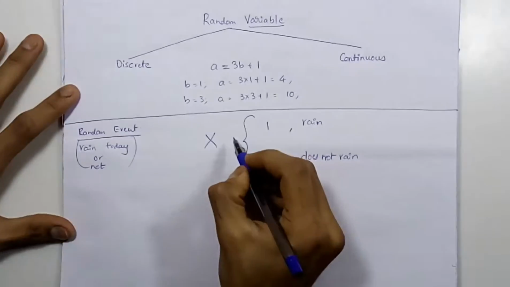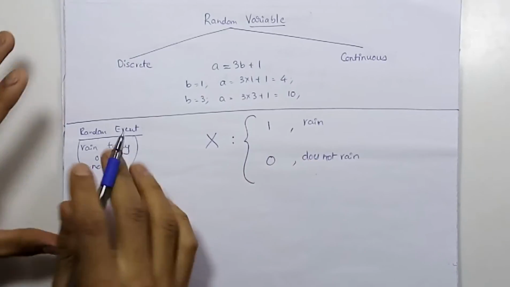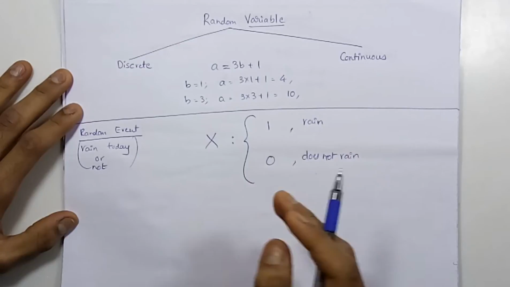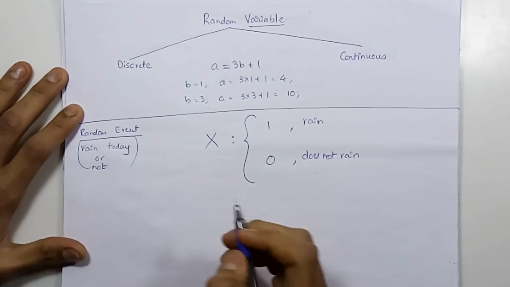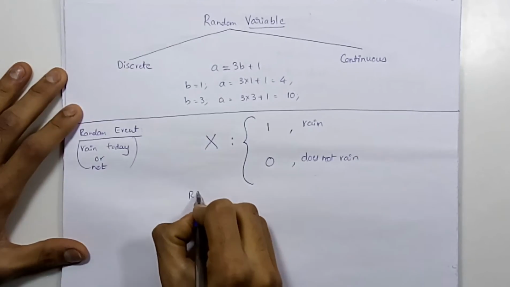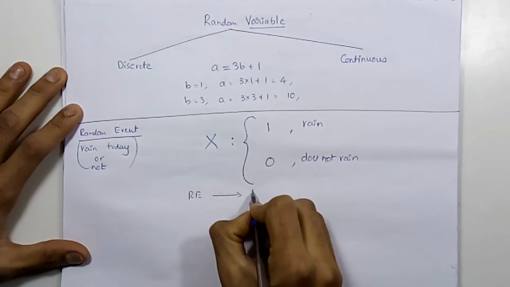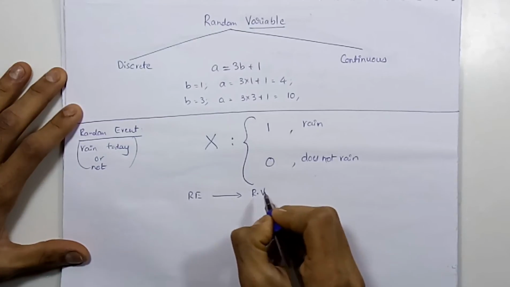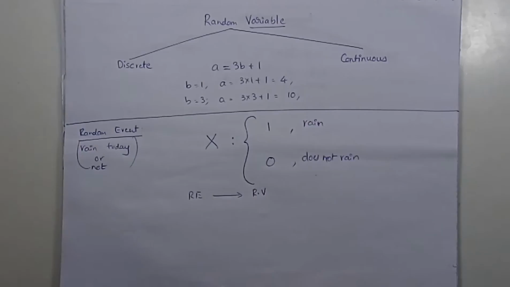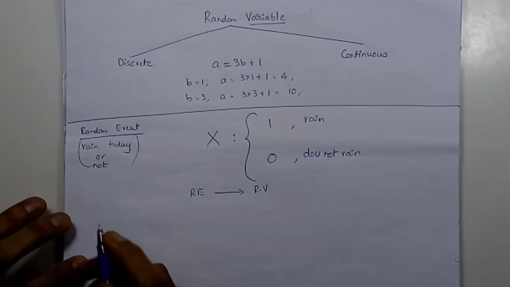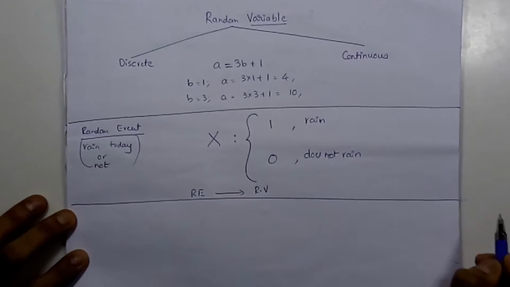So essentially what a random variable does is it maps a random event to a value, and that value is called a random variable. So we have a random event which maps to a random variable. That's essentially what a random variable means. Now let me explain what the types of random variables are.